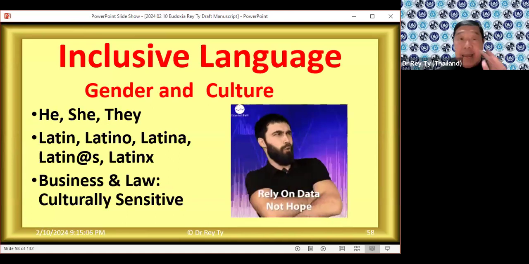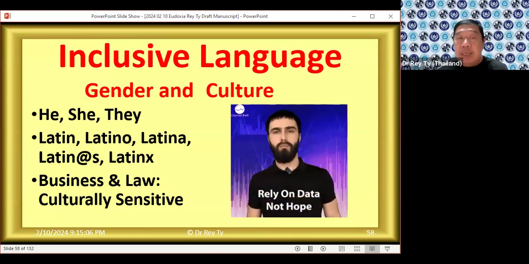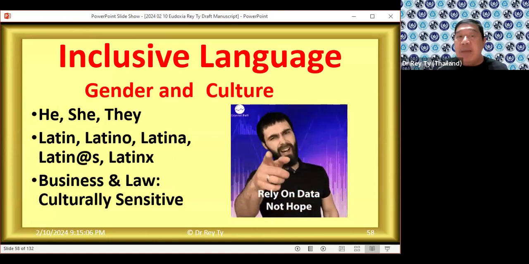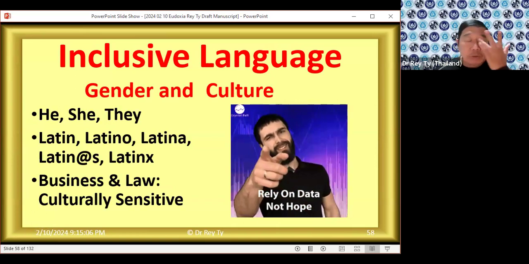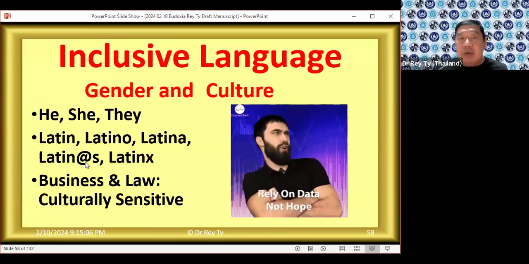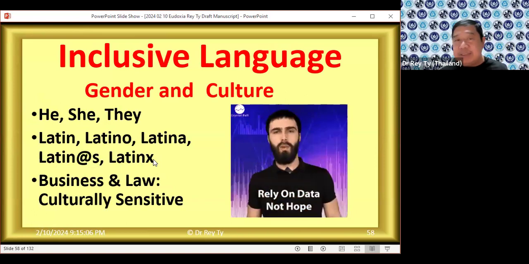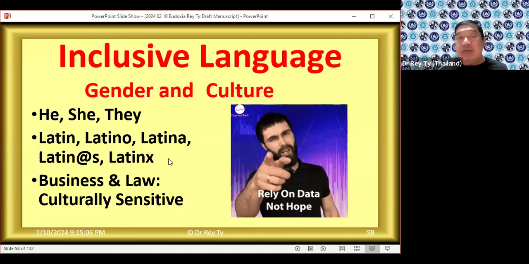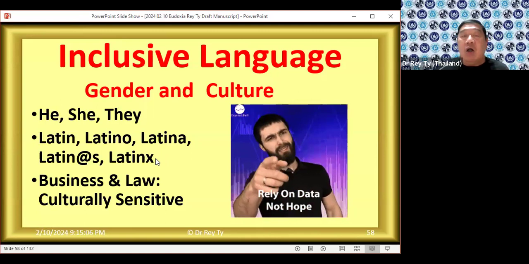And be inclusive in your language, gender and culture, he, she, it. In the US, for example, there's Latin in the past, and then Latino for man, Latina for woman, and then the language evolved. They changed to AS, that means men and women, singular and plural. Now, the vocabulary which is acceptable is Latinx. So the language had evolved, and to be respectful, you have to say what they want you to call them.